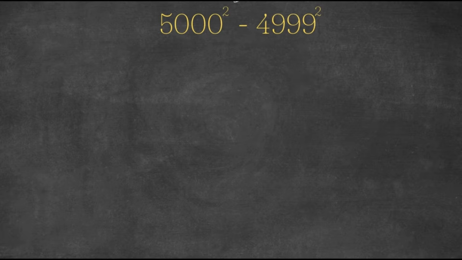In today's video, I'm going to be teaching you guys how to solve this problem without a calculator. So we have 5,000 squared minus 4,999 squared. And remember, we don't want to use a calculator. Well, what we're going to be using is an important property of algebra.